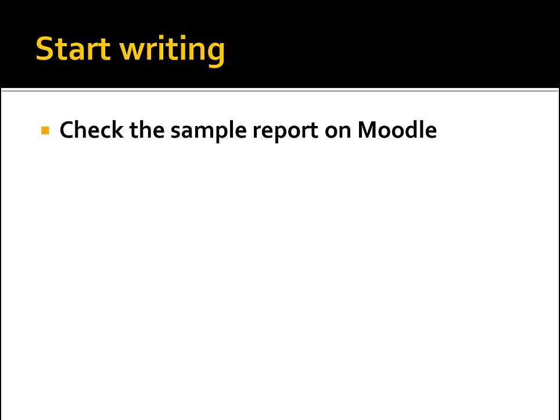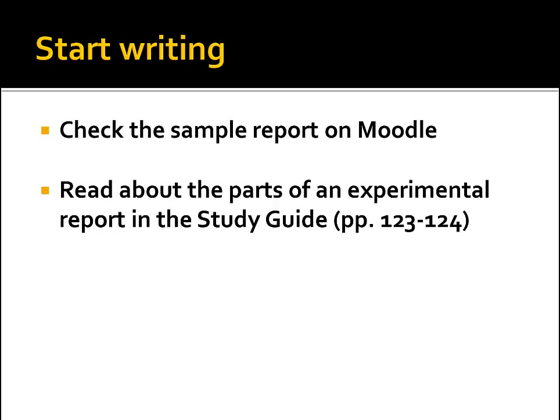And then start writing. You can check the sample report that's on Moodle in the assessment block. It's the format that we're looking for. It has the right sections, and you can use that as an idea for what you need to do with your report. You should also read chapter 8 of the study guide. Pages 123 to 124 specifically have the parts of an experimental report, and you should read that. And get started on your writing. Even though the assessment's not due until the end of week 6, start writing things out now.